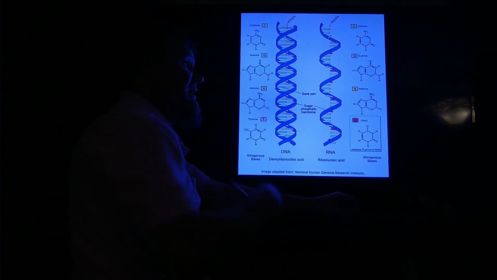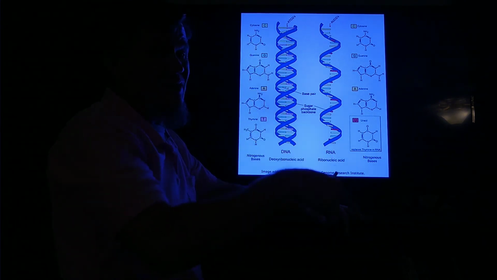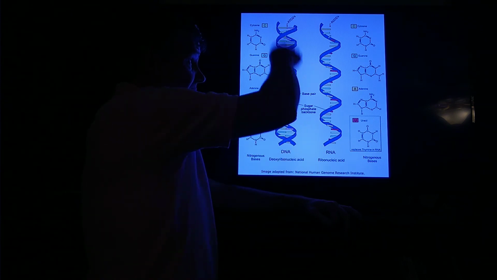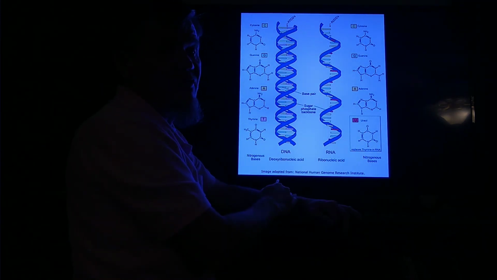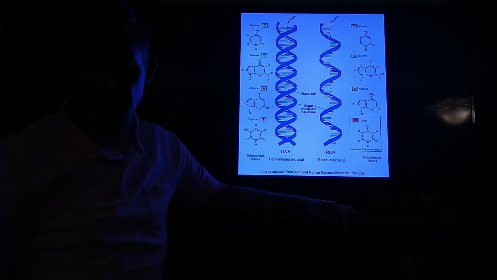DNA is double-stranded, RNA is single-stranded. There's only one kind of DNA. DNA is DNA. It's all made the same way. Whether it's DNA in you or DNA in a bacterium, it's all made the same way. This is what DNA looks like. RNA is single-stranded. There are a few different kinds of RNAs depending on their job, depending on what they're supposed to do.